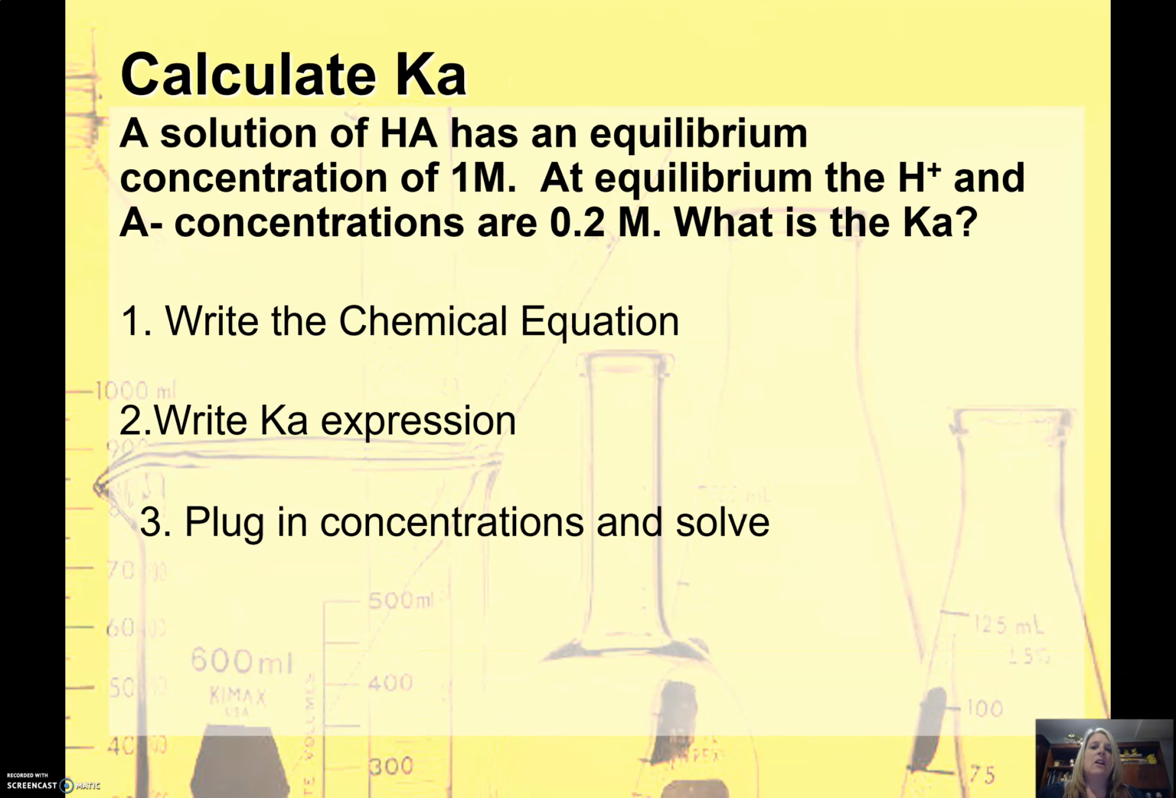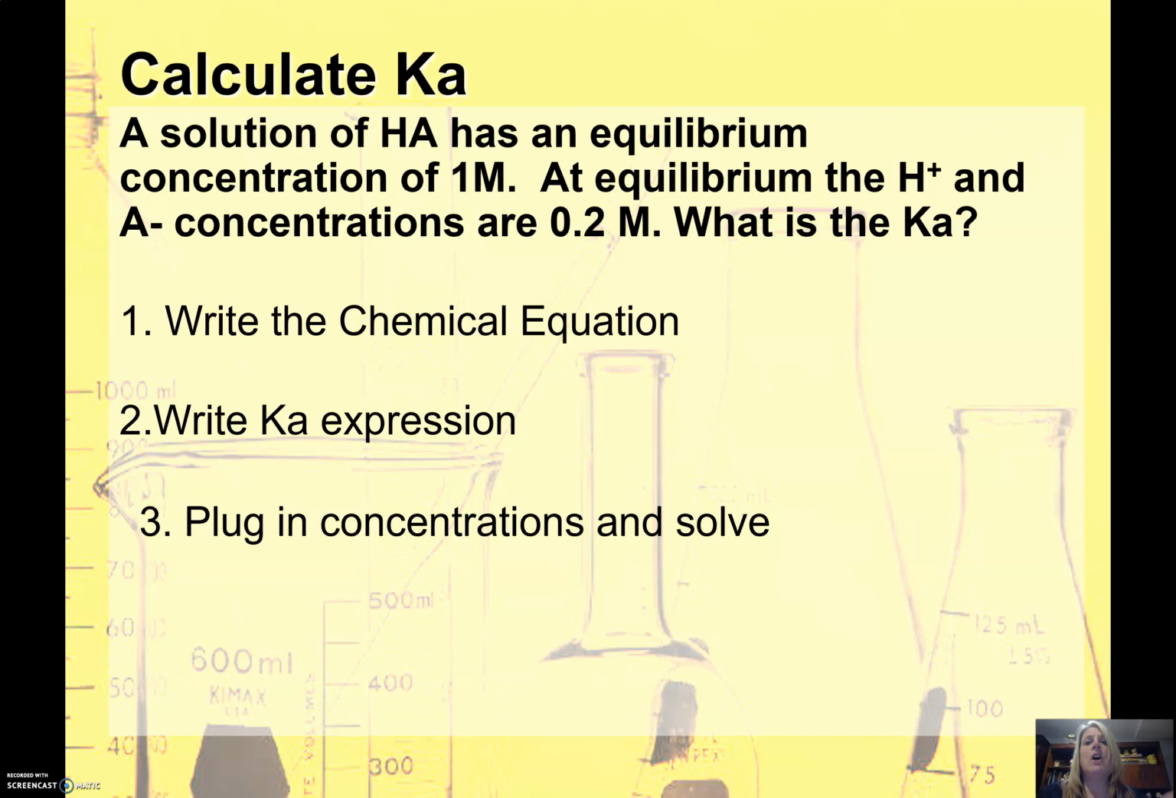So let's take our made up acid, HA, and let's do this. A solution of HA has an equilibrium concentration of 1 molar. At equilibrium, the hydrogen ion concentration and the A concentration are 0.2 molar. What is the Ka value?